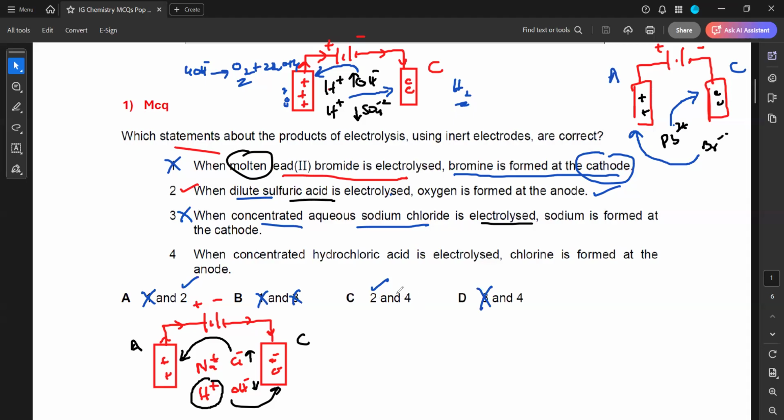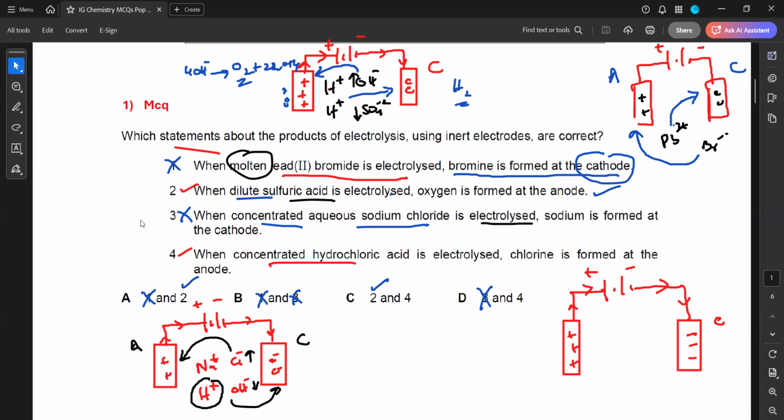So we are left with only option C as the right answer, but I will explain option 4 as well. What is the meaning? When a concentrated hydrochloric acid is electrolyzed, chlorine is formed at the anode. So if we use a concentrated hydrochloric acid, we have a positive and a negative ion. The electrons will move out from the cathode, so the majority of the electrons will be here, and electrons are removed from the anode, so the majority of the positive ions are here.